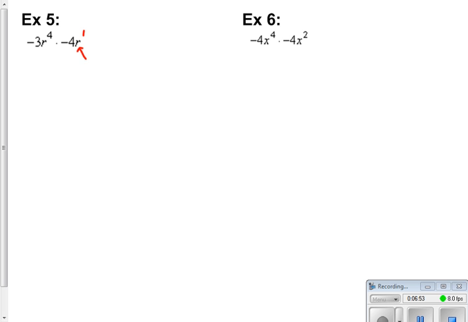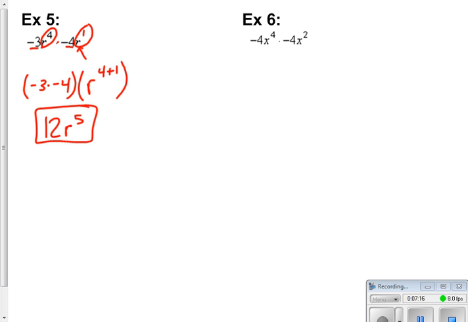Now that we're back, we have negative 3 and negative 4. Different bases, so we're going to go ahead and just multiply those numbers out. We have r to the fourth times r to the first, same base, add exponents. We wind up with 12r to the fifth.